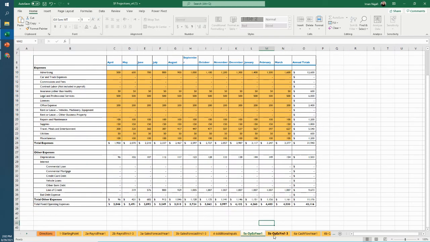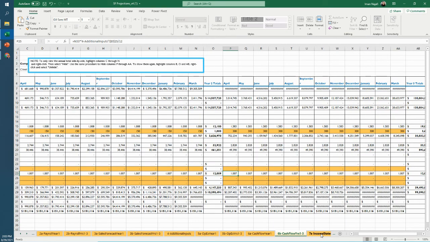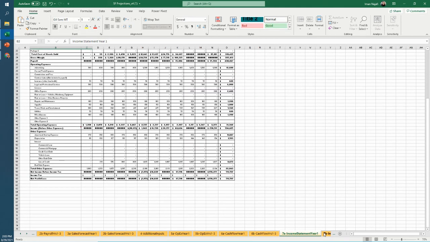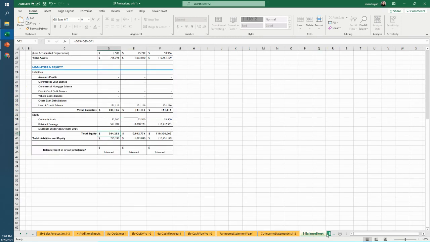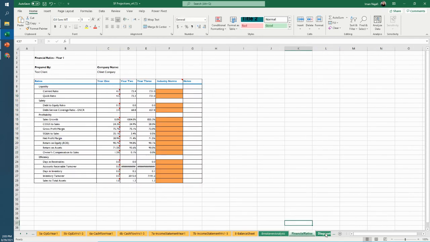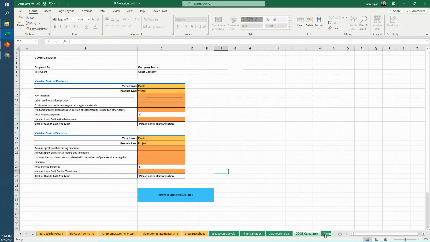Based on that, we can come up with our cash flow statement for the first year, cash flow for the first 3 years, income statement for the first year, income statement for the first 3 years, the balance sheet of the company, break-even analysis, and financial ratios, which are an important part of the business in order to be sure that your business is healthy or not, and some diagnostic tools. We will provide you with information on whether it is accurate enough and whether your assumptions are correct or not.